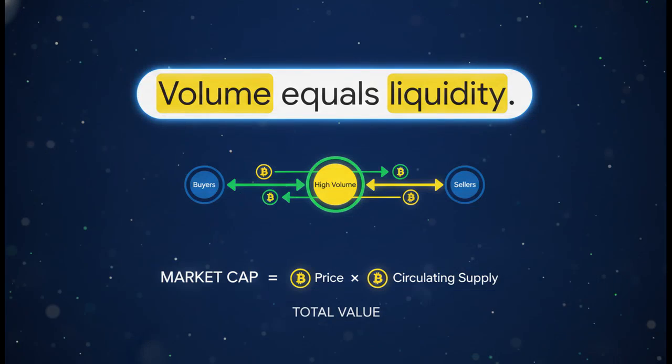So why does distinguishing between the two actually matter? Because volume equals liquidity. High trading volume usually means better liquidity, which basically just means there are plenty of buyers and sellers actively trading. This makes it way easier for you to enter or exit a position without violently moving the price yourself. If a coin has a decent market cap but zero trading volume, it's a total ghost town. You might literally not be able to sell when you want to. You have to look at both metrics together. Relying on just one gives you an incomplete and frankly super dangerous picture.